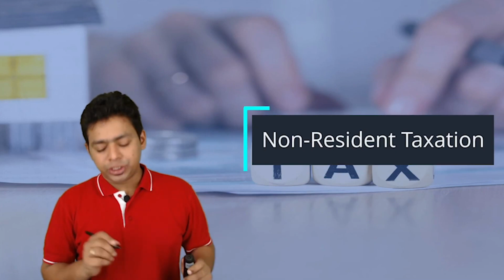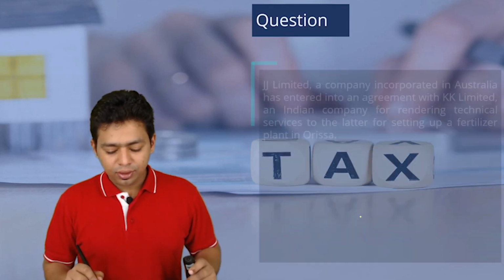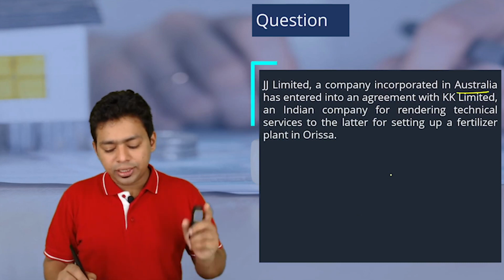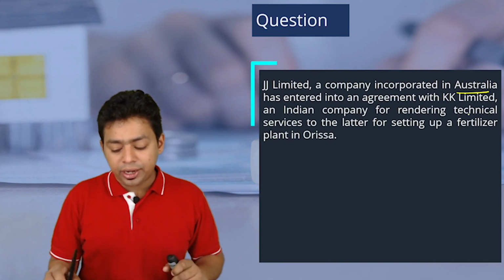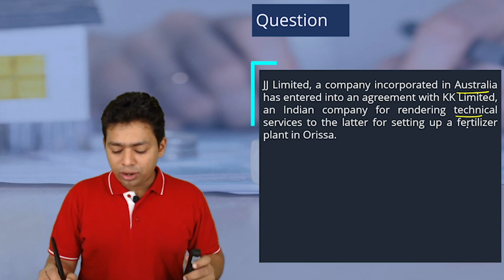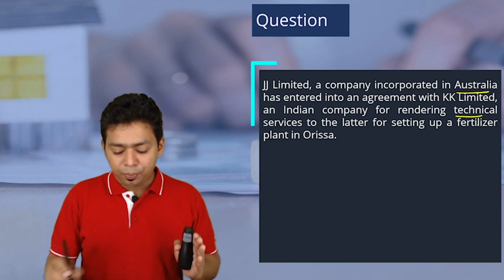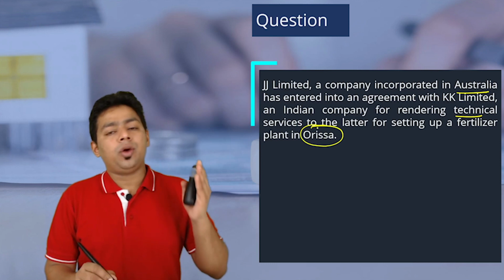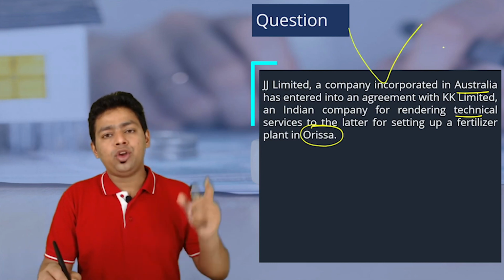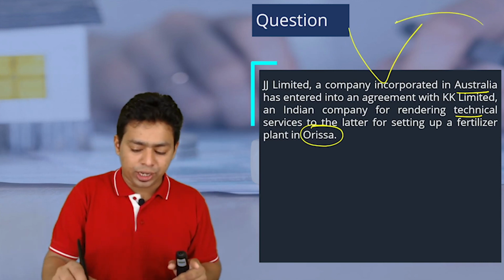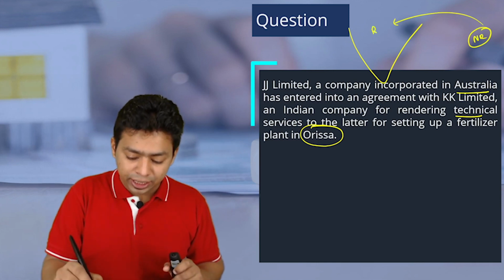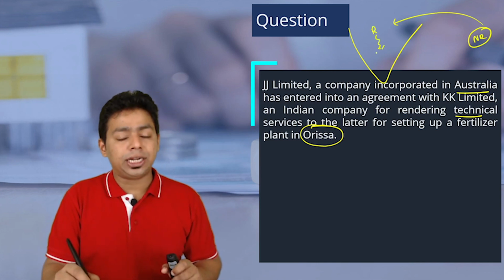Let's continue with some questions on non-resident taxation. JJ Limited, a company incorporated in Australia, has entered into an agreement with KK Limited, an Indian company, for rendering a technical service to the latter for setting up a fertilizer plant in Odisha. Now, when you are setting up a plant in Odisha, that means you are setting up a plant in India and you are providing technical services to India. A non-resident company is providing services to a resident for a business plant to be set up in India.